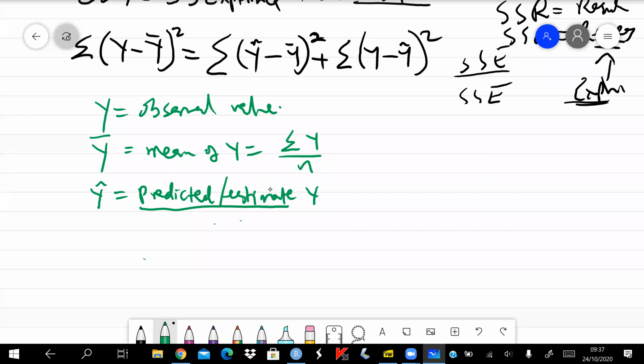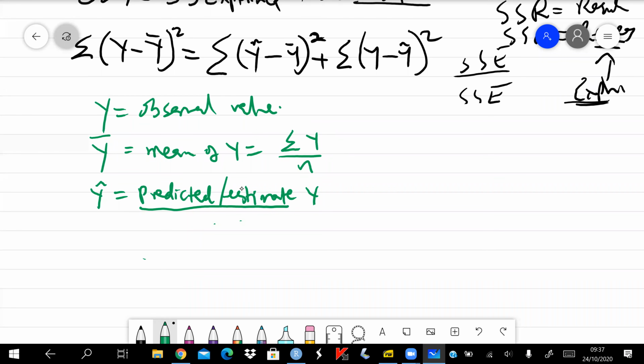So that's the difference between the different versions of y. We have y, the plain y, which is the observed value. Usually that is the data that we have collected. Then we have y bar, which is the mean of y, obtained using this formula. It's a very common formula.